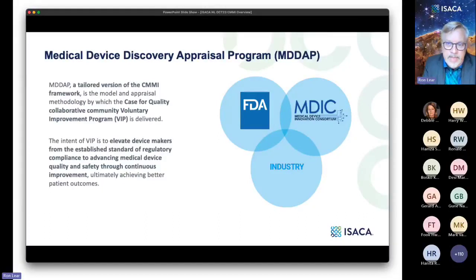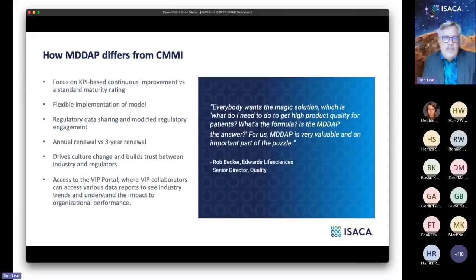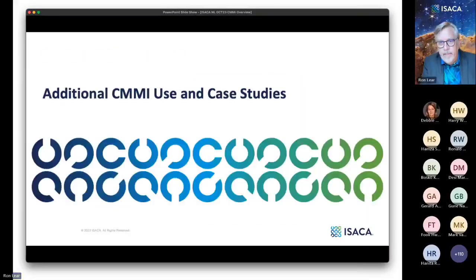It was done with a consortium, the Medical Device Innovation Consortium, industry, and the FDA. They basically took CMMI 2.0, now 3.0, and set it up to be specific for medical device class 1, 2, and 3. Mostly class 1 have been going through it to date. Medical device manufacturers are able to use CMMI to address real change and value in the overall ecosystem there.